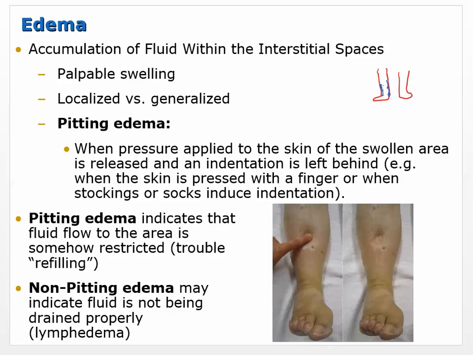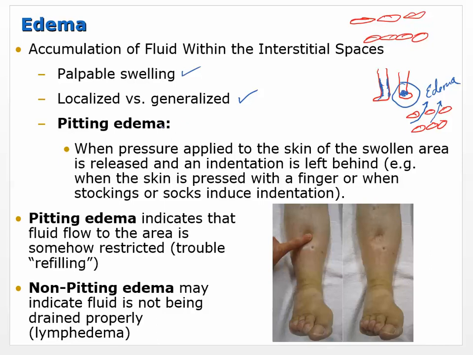If fluid starts to accumulate in this interstitial space, we call that edema, or maybe they got injured. When you have an injury, it's going to increase your capillary permeability. You normally have these endothelial cells lining the capillary. Well, during an injury, they'll actually contract and allow more fluid out, and that's what causes swelling. And the swelling is edema. So edema is the accumulation of fluid within the interstitial spaces. It's palpable swelling. It can be localized, like with an injury. It can be generalized, like what we talked about with liver failure and the loss of production of albumin.